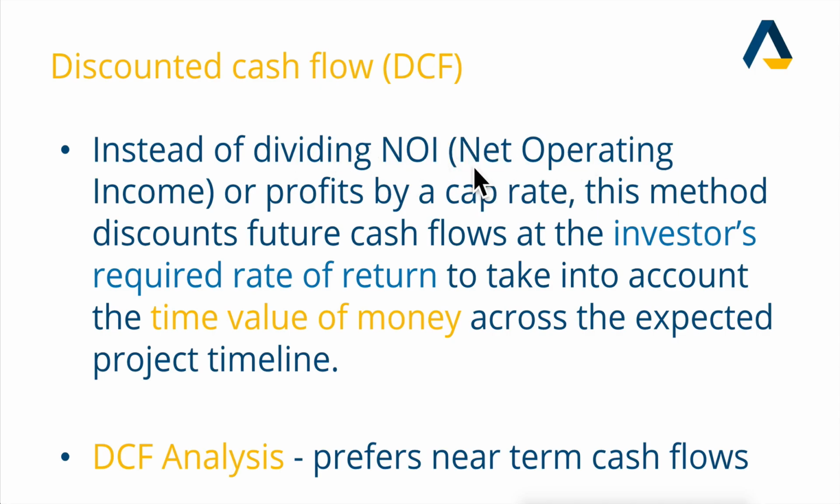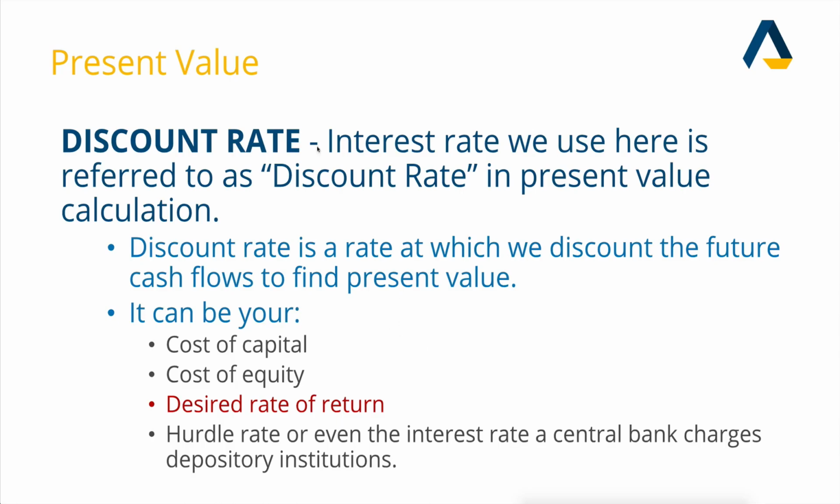And if you go back here, instead of dividing the net operating income, you can actually value the property by dividing it by cap rate, but the discounted cash flow method doesn't do that. It actually discounts the future cash flows at the investor's required rate of return. And if I just go back in here, this is what I was talking about: what is the discount rate? The discount rate is nothing but a cost of capital. So if your money is sitting somewhere else making money, that's what it is: cost of equity, or desired rate of return, or a hurdle rate.